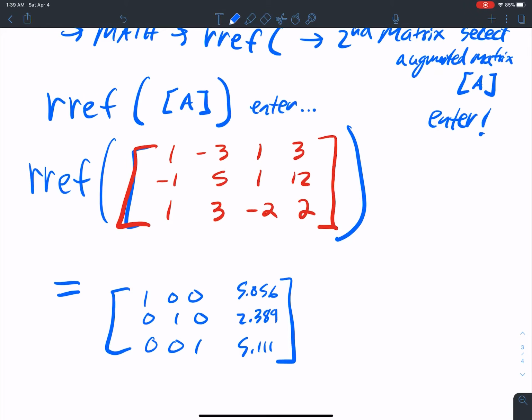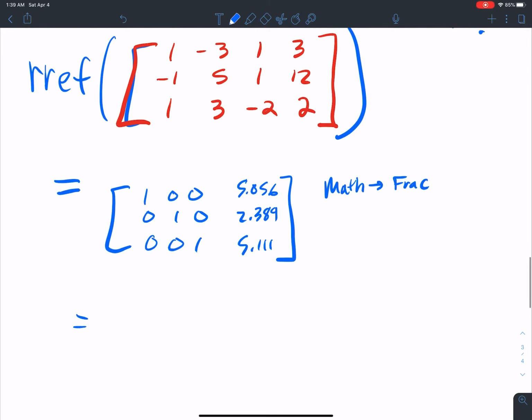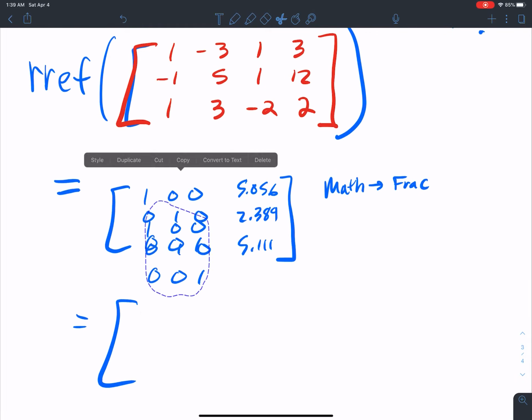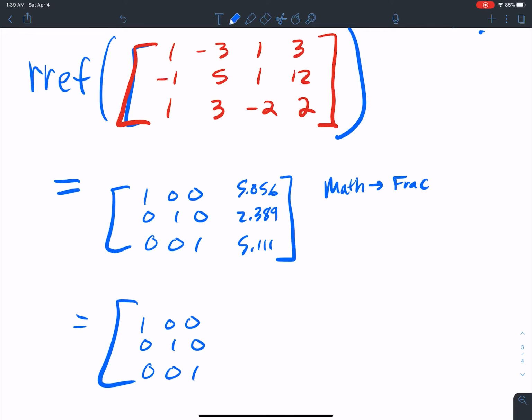So what you're going to do, you're going to hit math, and then you're going to hit frac. And when you do that, that's going to make it turn into something really pretty. Well, pretty in that you don't have any more decimals. So that's going to give you 91 over 18, 43 over 18, 46 over 9. And if you didn't get those numbers, then you need to retype it in, because chances are you probably just entered one of your numbers wrong in your matrix.